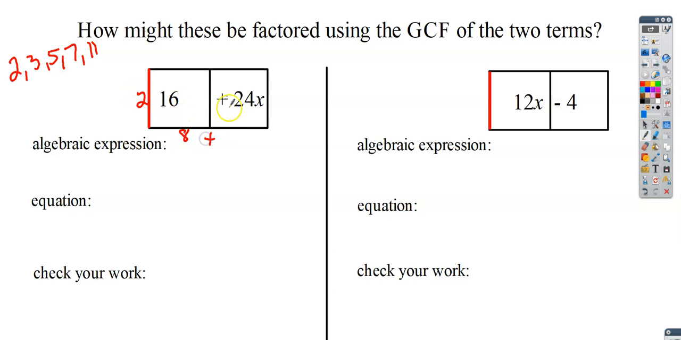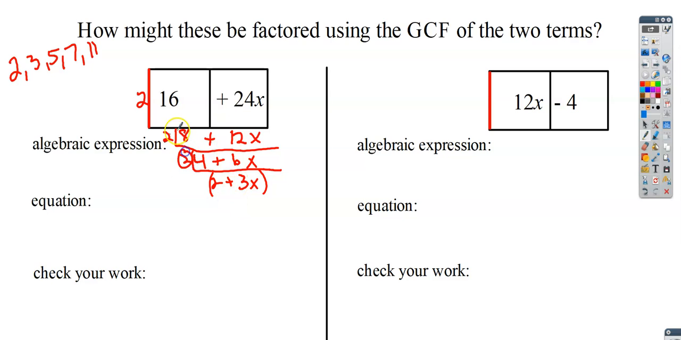I always put the plus because there it is. I don't want to lose that. It's 12x. If I take 24 tiles and break them into 2 separate groups, I have 12 in each group. Divide by 2 again, I get 4 plus 6x. Divide by 2 again, I get 2 plus 3x. 2 and 3 have no more common factors.